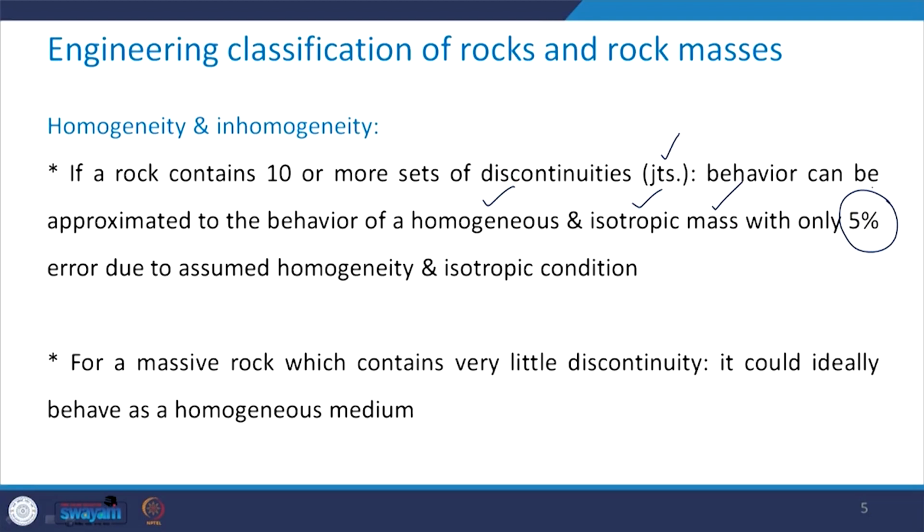So, you see, we are talking on one hand about a massive rock which can be taken as a homogeneous medium, and on the other hand we are saying that when we have more sets of discontinuities, like 10 or more sets of discontinuity, that material will also behave as a homogeneous and isotropic mass. So, somewhere in between, what exactly is happening?